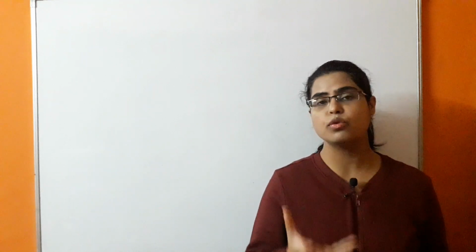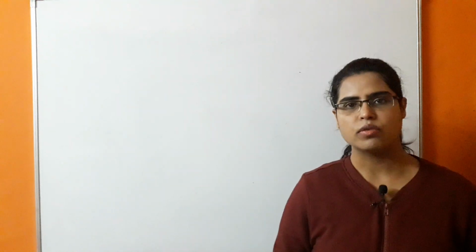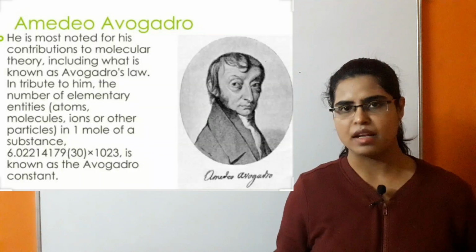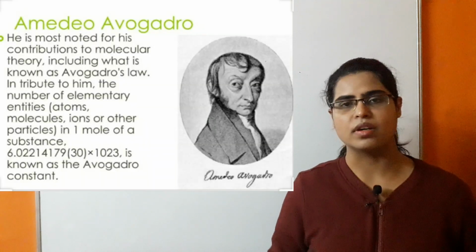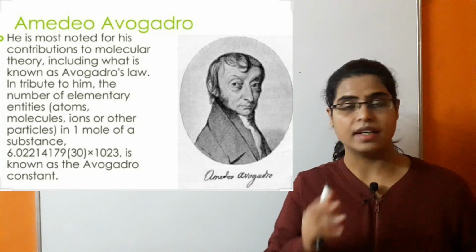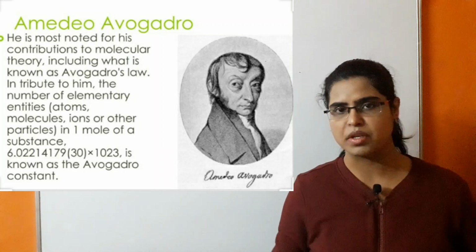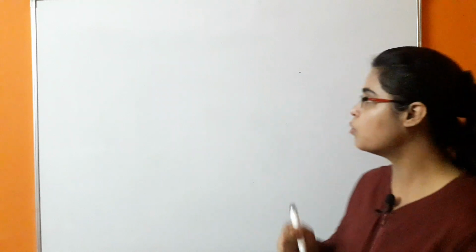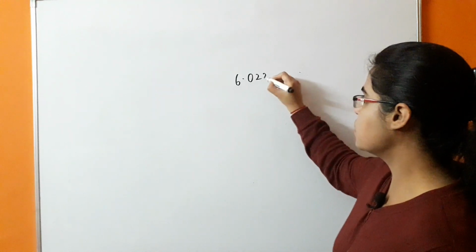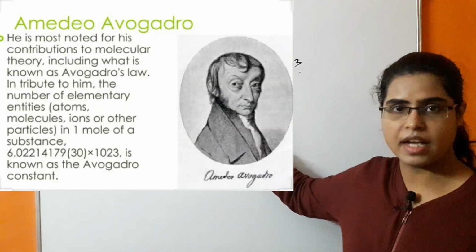As we understand how to calculate the number, we can calculate the absolute atomic mass of a single atom of a particular element. So it was found that 1 gram atom of a particular element or 1 gram molecule of a particular substance consists of the same number of molecules or atoms. This same number was experimentally obtained, and it is equal to 6.022 into 10 to the power 23, and this is known as Avogadro's number.